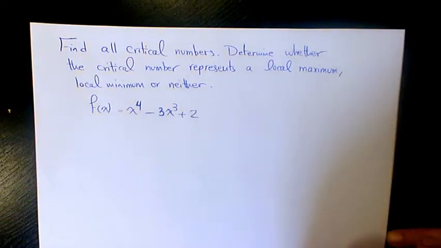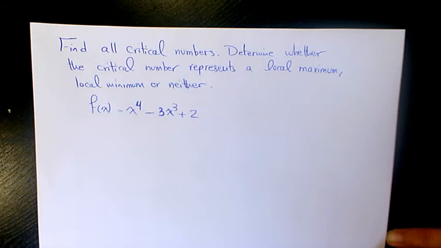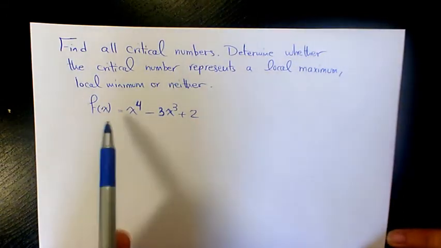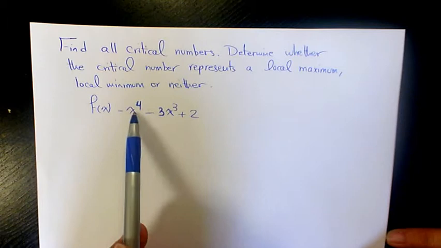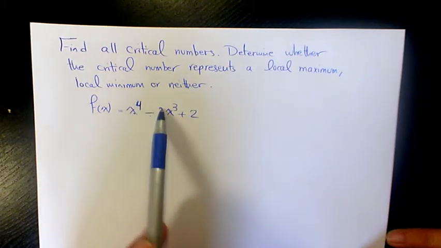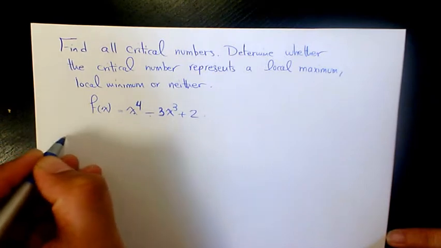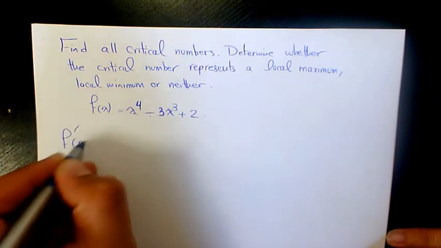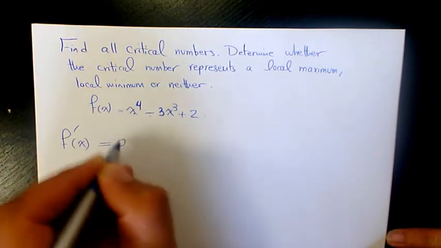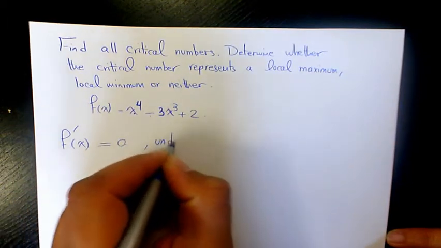Welcome to another video. In this video I want to talk about critical points or critical numbers and also finding whether we are dealing with local maximum or local minimum or neither. The function we have in this example is x to the power 4 minus 3x cubed plus 2. We know critical numbers or critical points are those points that make f prime equal to 0 or undefined.